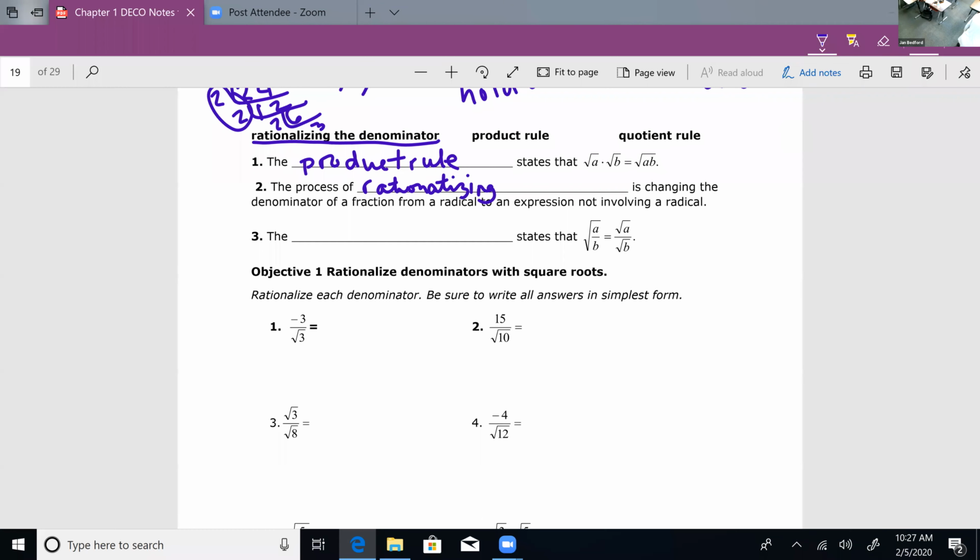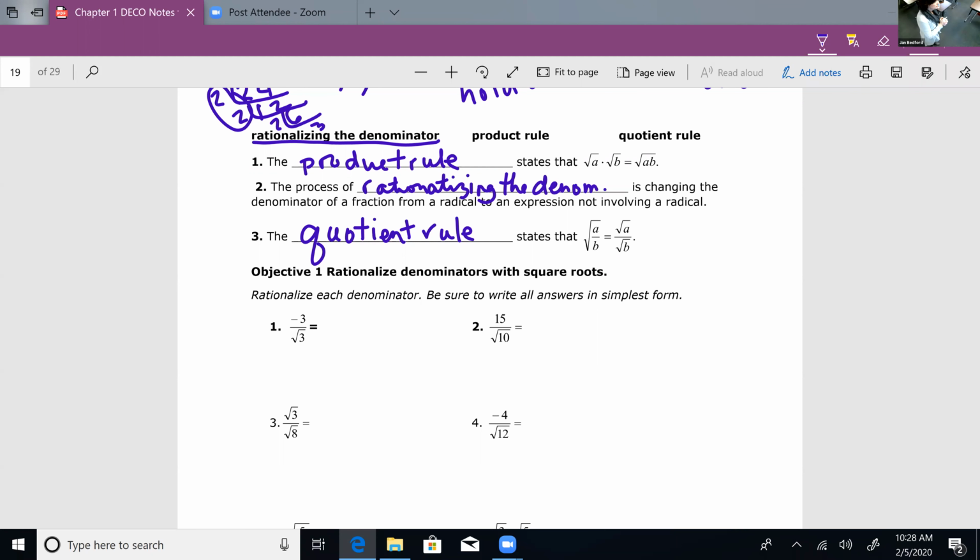Oops, that's not supposed to have a cross on it. Sorry. Rationalizing the denominator is changing the denominator of a fraction from a radical to an expression that doesn't have a radical in it. And this, we've also been using, is going to be what rule? Quotient, because it's telling me if I have fractions, I can either have my radical over the whole fraction, or if I want to take the square root of the top over the square root of the bottom, that's legal too. And we can go either direction on that.